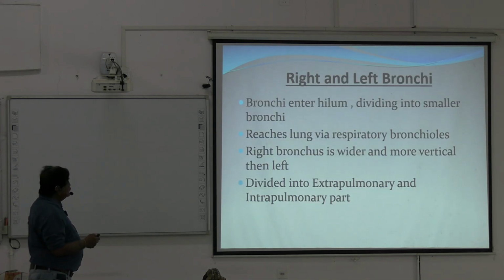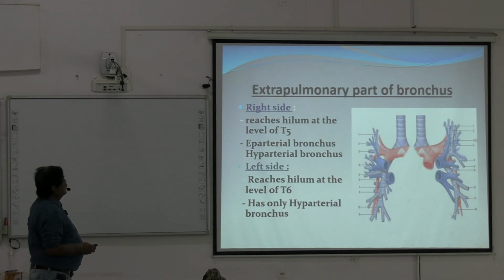Right and left bronchi. Right bronchus enters the hilum, dividing into smaller bronchi. Reaches lung via respiratory bronchioles. Right bronchus is wider and more vertical than left, divided into extrapulmonary and intrapulmonary part. This can be a short note. Extrapulmonary part of bronchus: right side reaches hilum at level of T5. Epiarterial bronchus, hypoarterial bronchus. Left side reaches hilum at the level of T6. Has only hypoarterial bronchus.